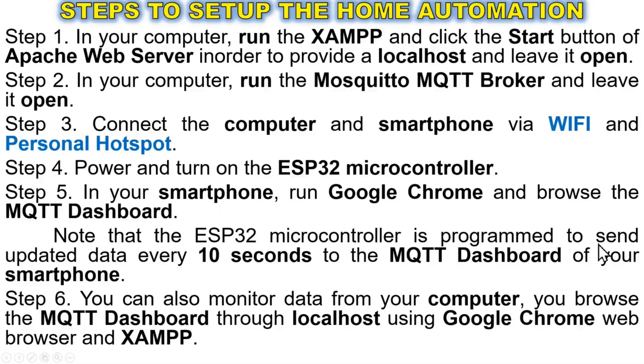Step number 4, power and turn on the ESP32 microcontroller. Step number 5, in your smartphone, run Google Chrome and browse the MQTT dashboard. Note that the ESP32 microcontroller is programmed to send updated data every 10 seconds to the MQTT dashboard of your smartphone. And then finally, you can also monitor data from your computer. You browse the MQTT dashboard through localhost using the Google Chrome web browser and then the XAMPP.